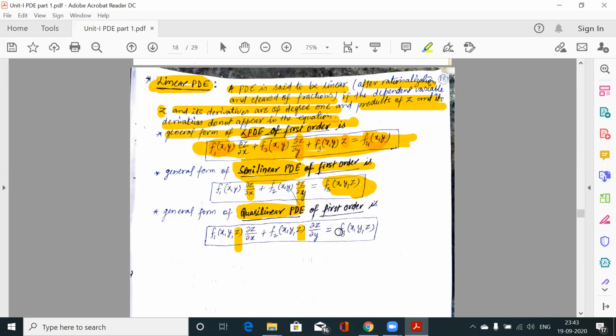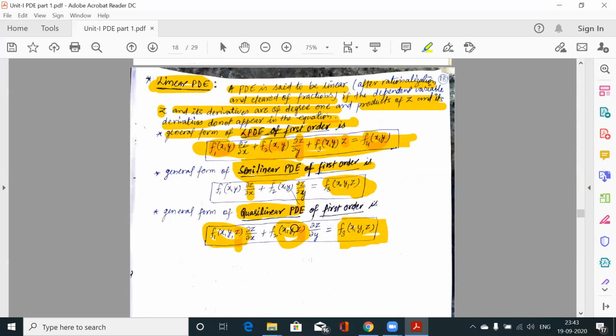Again, the right hand side may be any function of x, y, z. That means z may be of first degree, second degree, third degree. But also, what is the difference between semi-linear and Cauchy linear? In semi-linear, the coefficient of del z over del x, del z over del y, the first order derivative coefficient, cannot include z. But in Cauchy linear, the coefficients of the first order derivatives may include z. So this is the difference.